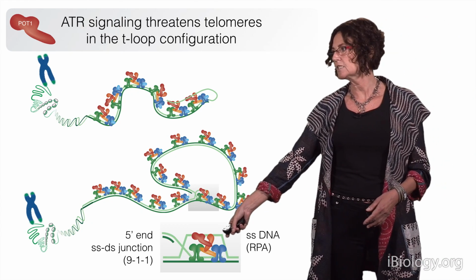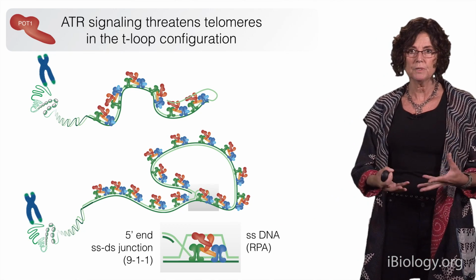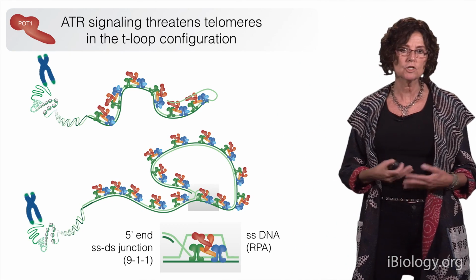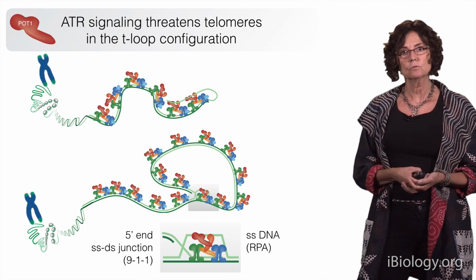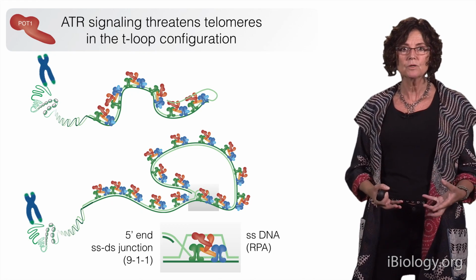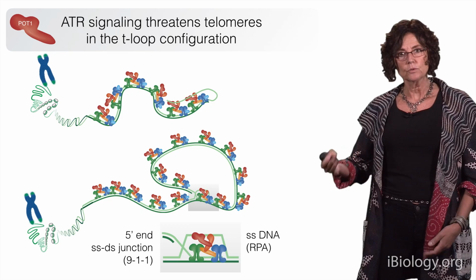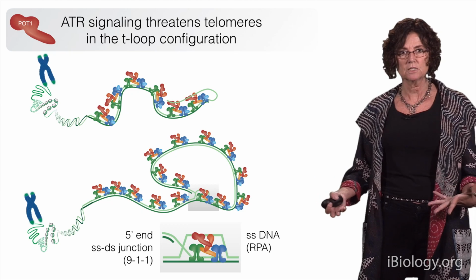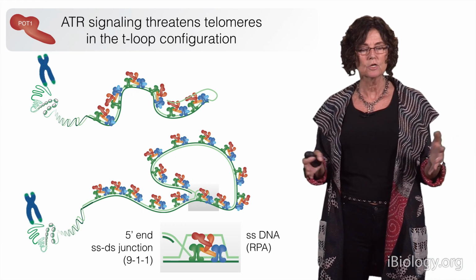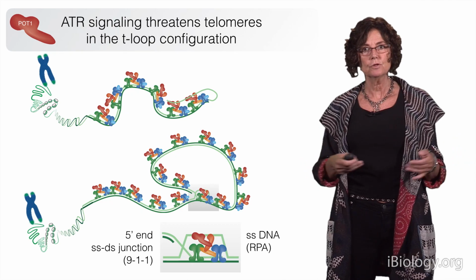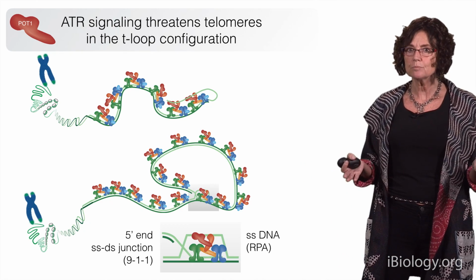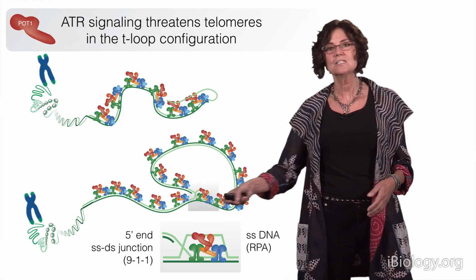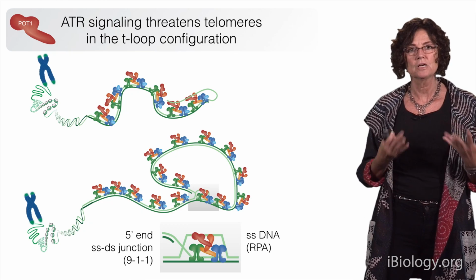It's a structure that has single-stranded DNA in the D-loop where RPA can load, and it has a 5' end here and a single-stranded, double-stranded junction, which allows 9-1-1 to load. So everything here is set up to activate ATR, and also, therefore, in this setting, POT1 needs to be able to repress the ATR signaling. T-loops themselves don't do anything to repress ATR signaling. When we delete POT1, the T-loops are still there, but the absence of this single-stranded DNA binding protein at the base of the T-loop creates the trouble.